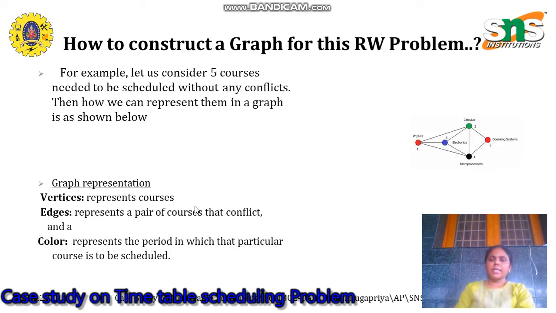How to construct a graph for a real world problem. Normally a graph is nothing but a collection of vertices and edges. Here, for example, we choose five courses: operating system, physics, calculus, electronics, and microprocessor. Each should be colored with a different color. The vertices represent the courses, the edges represent the conflicts between the courses, and the color represents the period in which the particular course is to be scheduled.